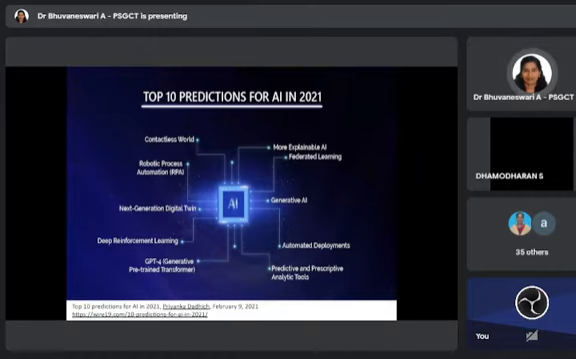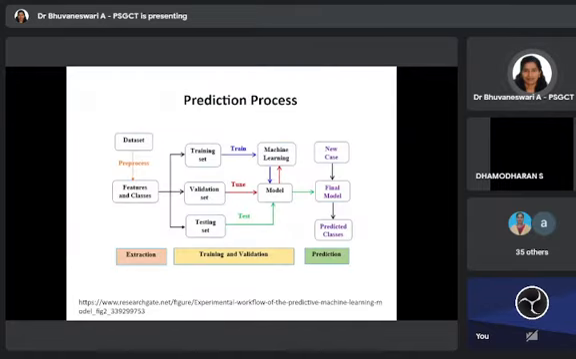Okay. So how is this prediction process carried out? Data sets, features and classes. So the first thing is that you have to analyze the problem, understand the problem. So what is the output required, right?